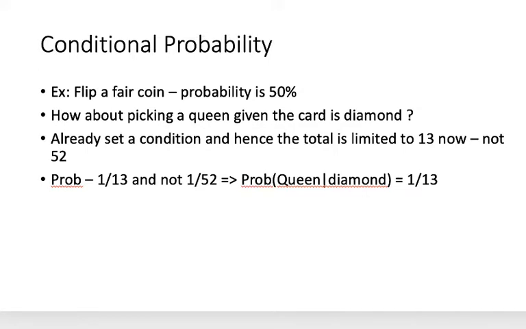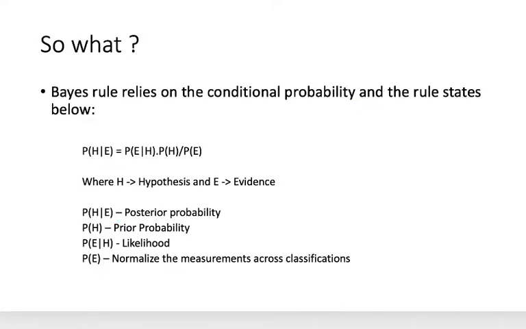Why we say that? Conditional probability is one of the important concepts of Bayes' theorem. So Bayes' theorem states that the probability of hypothesis given an evidence is equal to the multiplication of probability of evidence given the hypothesis and probability of hypothesis. It's all normalized by the probability of evidence. Hang on, we will decode all those terms as we go along.